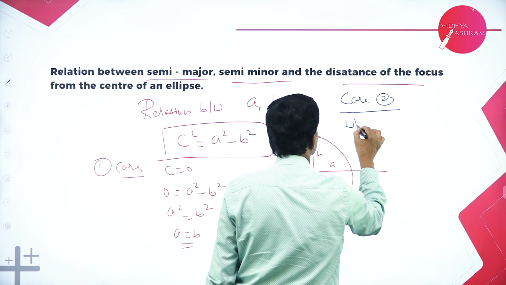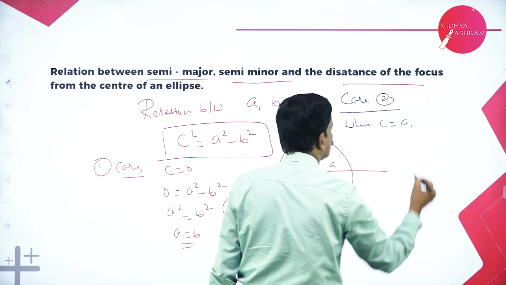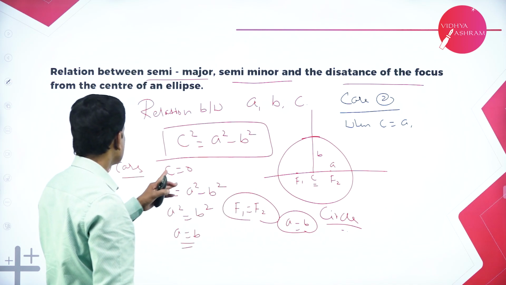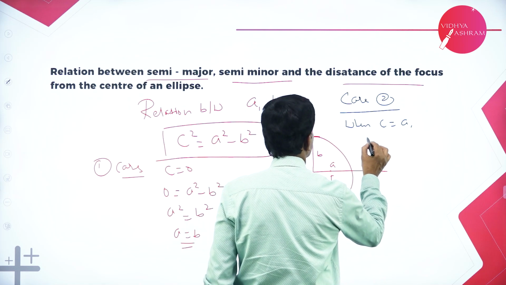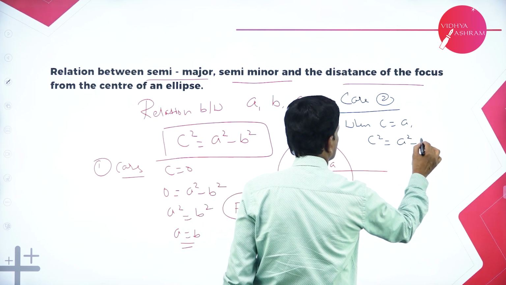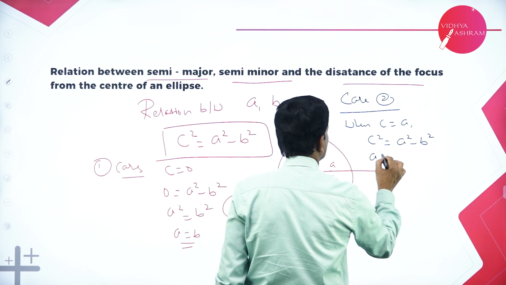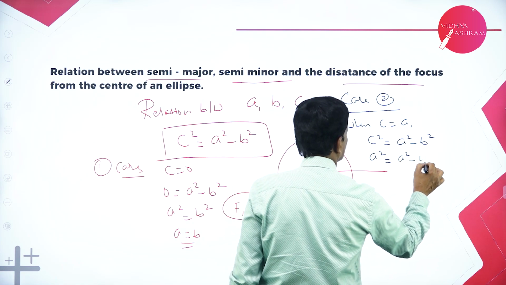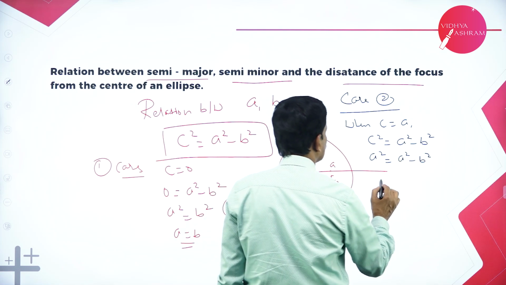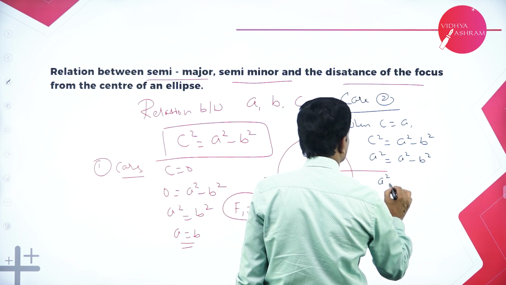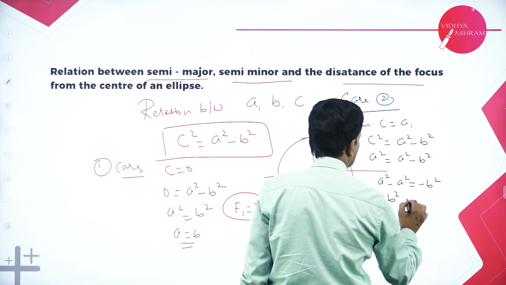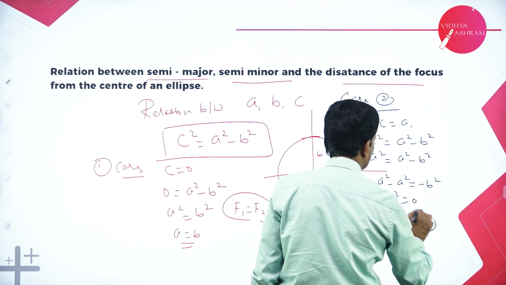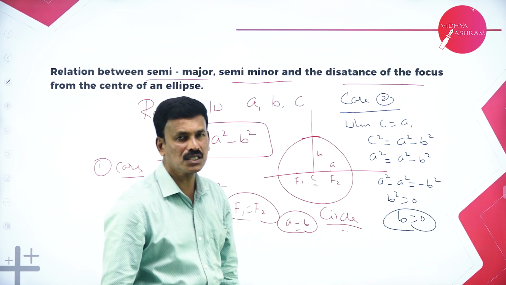Case 2, when C is equal to A. Substitute here. C square is equal to A square minus B square, so A square is equal to A square minus B square. Transfer this. Then A square minus A square is equal to minus B square. So B square becomes 0, B is equal to 0. So B becomes 0, right.